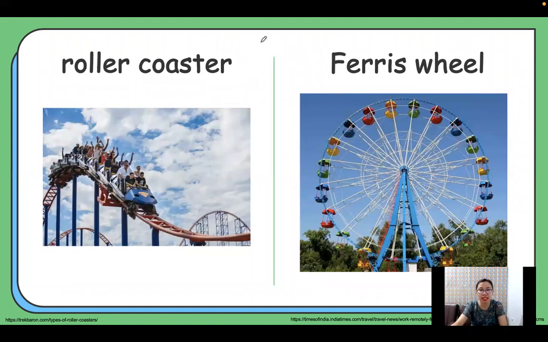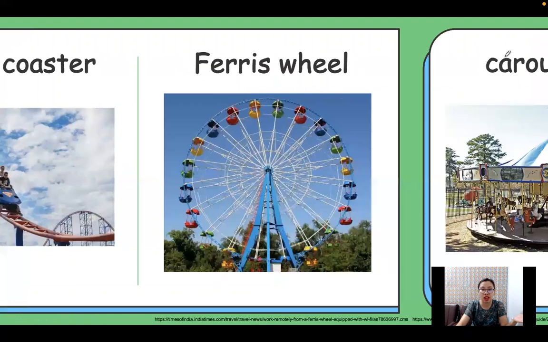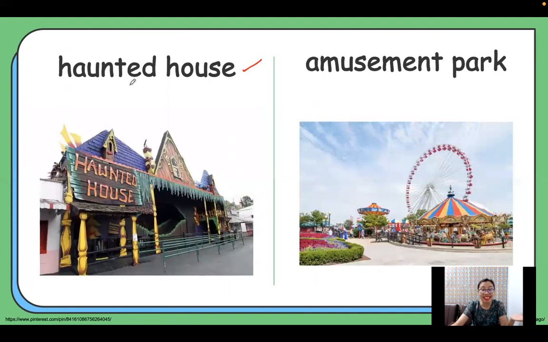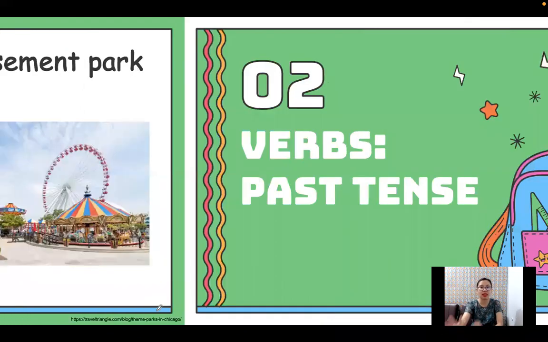Again, everybody, let's say our vocabularies. Let's read it together. Roller coaster. One more time. Roller coaster. Very good. Next. Good job. Next. Carousel. One more time. Carousel. Next. Circus. Next. Haunted house. One more time. Haunted house. And lastly, amusement park. Very good, everybody.